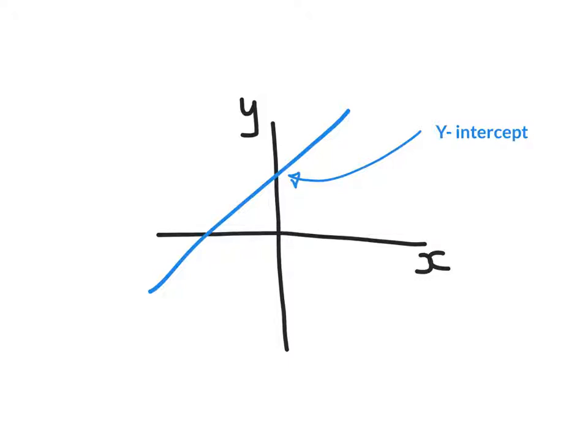The other point in this graph that we're interested in today is this bit down here, and this is where the line crosses the x-axis. So this point here is called the x-intercept.